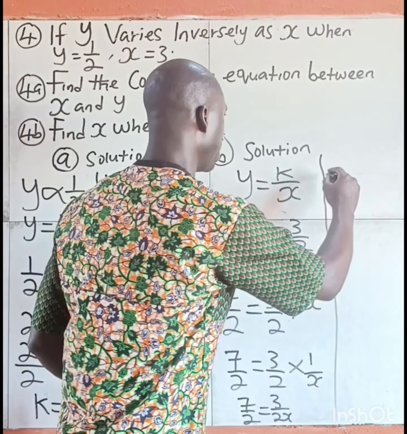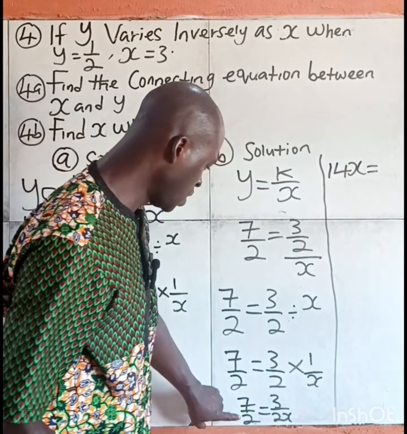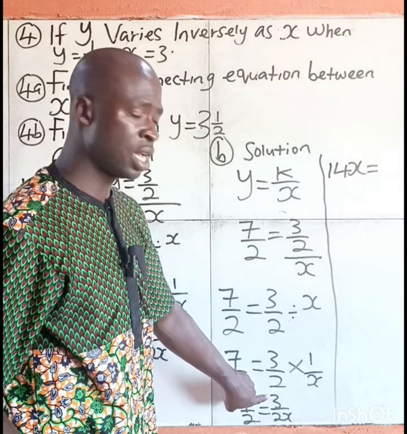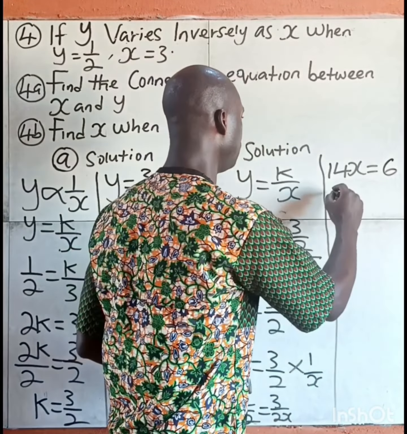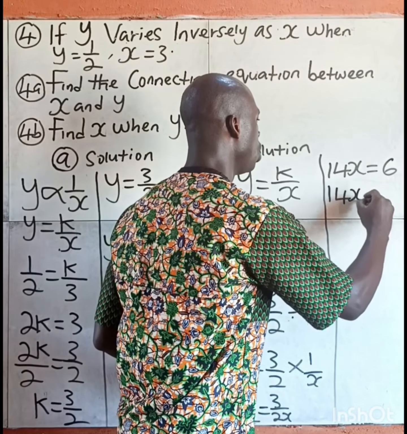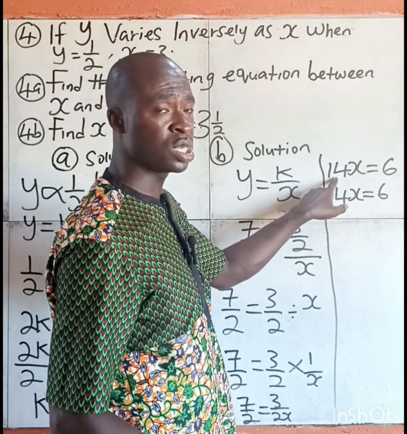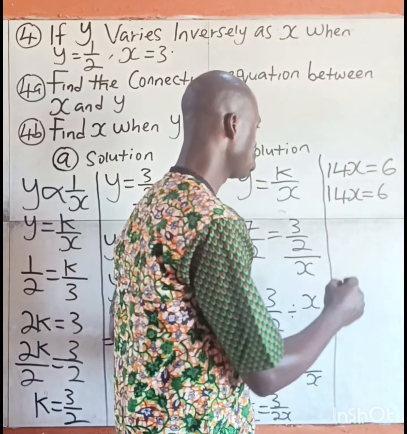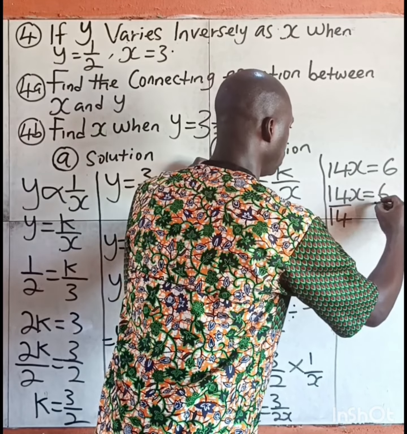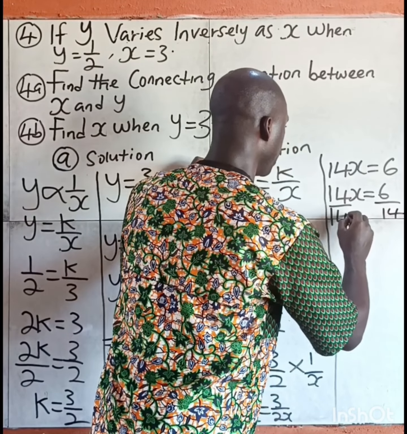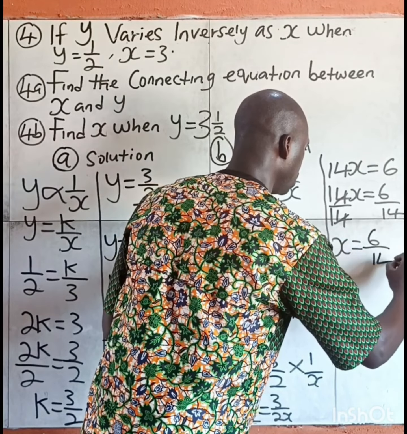If 2x times 7, we are going to have 14x equal to, if 2 multiply 3, we are going to have 6. So from this angle, we say divide both sides by the coefficient of x. What that means is that we are going to divide both sides by the number in front of this x. So it becomes divide by 14, also divide by 14. So if we cancel out, we are going to have x equal to 6 over 14.